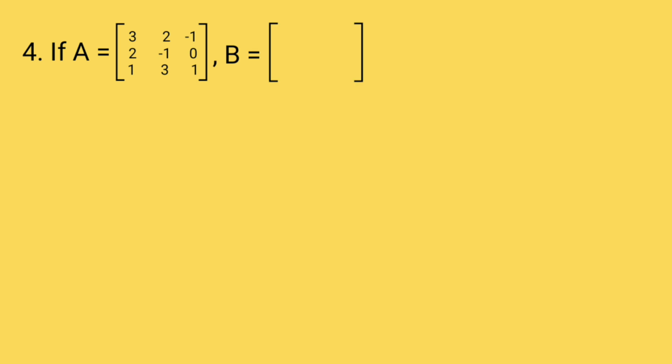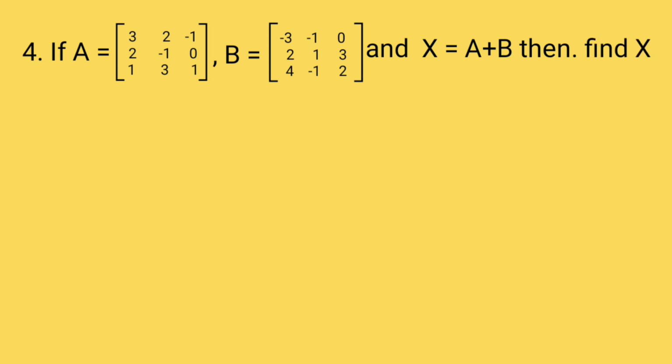That's it. And here the next one, fourth question. If A matrix is [3 2 -1; 2 -1 0; 1 3 1], so this is a square matrix, 3 cross 3, and B matrix is equal to [-3 -1 0; 2 1 3; 4 -1 2], and X is equal to A plus B, then find the X.